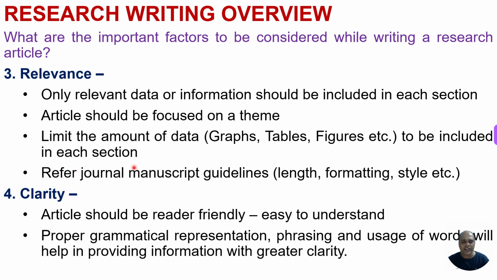Refer to the journal manuscript guidelines, for example for the length of the paper, how many pages it should have, what should be the style of the paper, and what should be the formatting of your paper. For that we have to look at the journal guidelines. And the final one is clarity. The article should be reader friendly; it should be easy to understand.